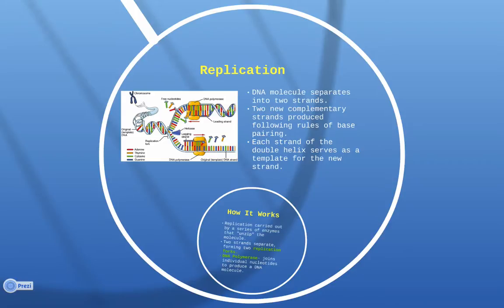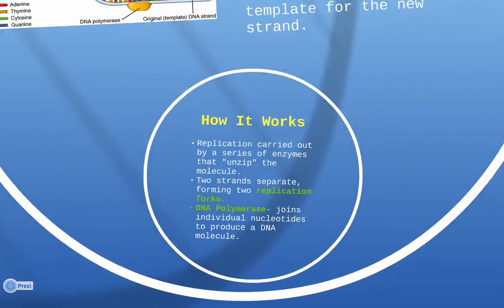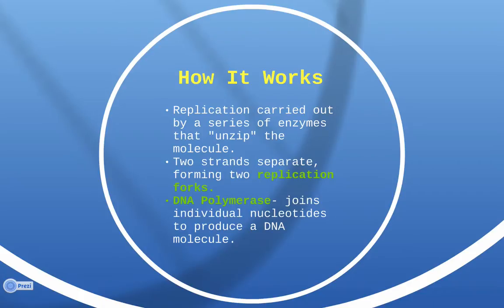Okay, so the DNA molecule separates into two strands. Two new complementary strands are produced following rules of base pairing. Each strand of the double helix serves as a template for the new strand. Okay, and just to go a little further, replication is carried out by a series of enzymes that unzip the molecule. Two strands separate, forming two replication forks. DNA polymerase then joins individual nucleotides to produce a DNA molecule.